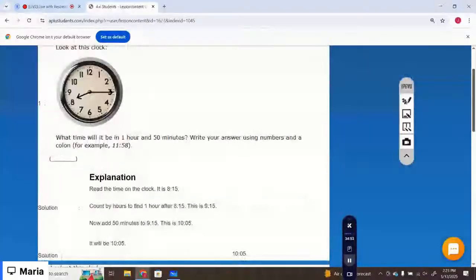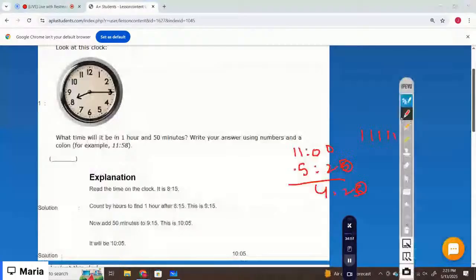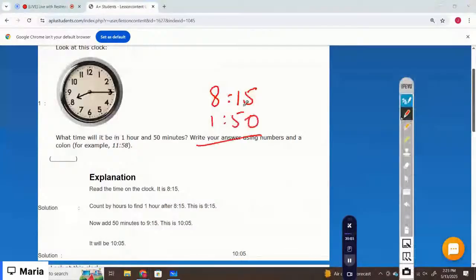So add 1 hour and 50 minutes to the time that is shown in the clock. The clock shows 8:15. Add 1 hour and 50 minutes. So 5 plus 0 is 5. 5 plus 5 makes 65, right? So that means you need to add 1 hour over here.